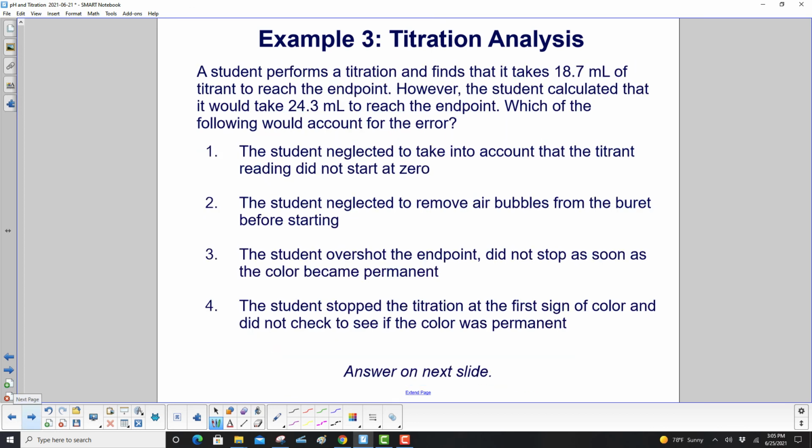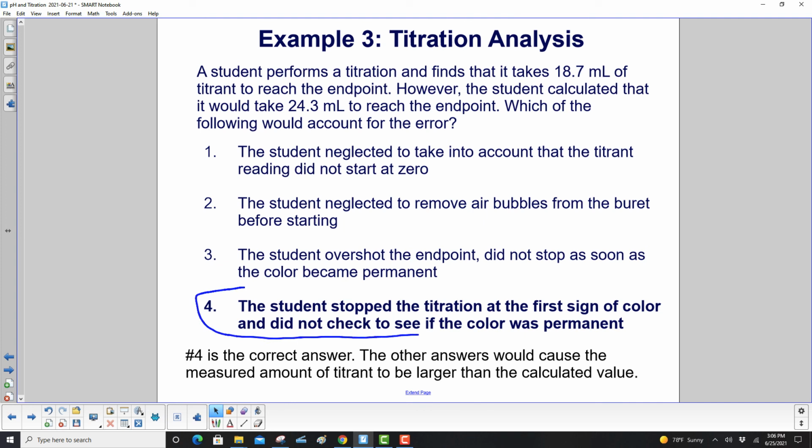A student performs a titration and finds that it takes 18.7 milliliters of titrant to reach the endpoint. However, the student calculated that it would take 24.3 milliliters to reach the endpoint. Which of the following would account for the error? Let's see. 1. The student neglected to take into account that the titrant reading did not start at 0. 2. The student neglected to remove the air bubbles from the buret. 3. The student overshot the endpoint and did not stop as soon as the color became permanent. 4. The student stopped the titration at the first sign of color and did not check to see if that color was permanent. Number 4 is the correct answer.